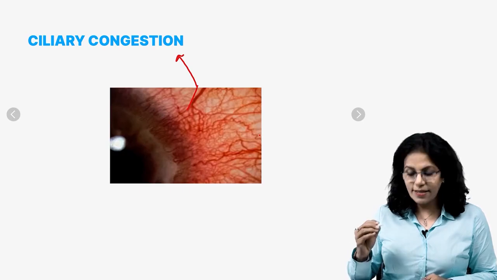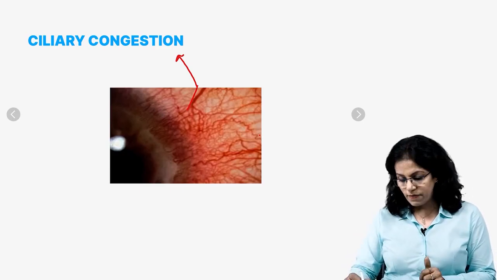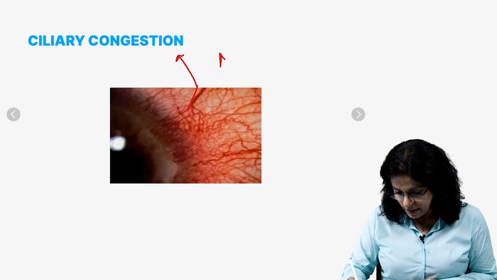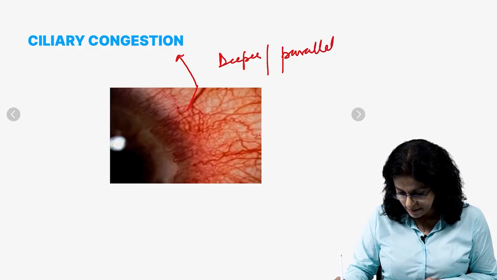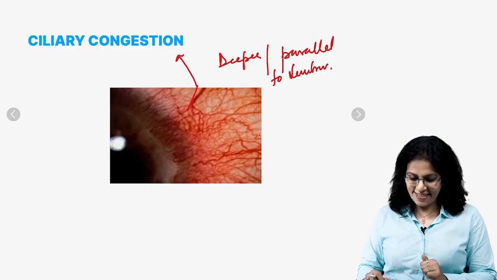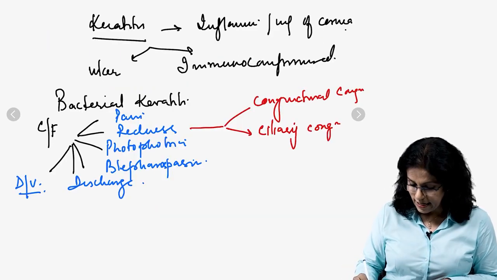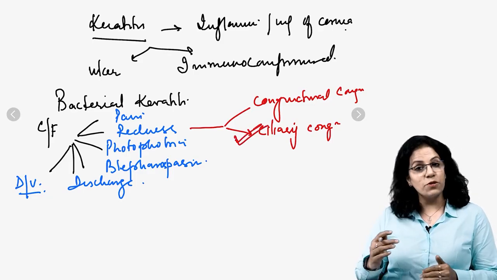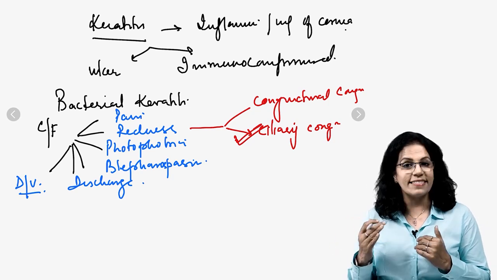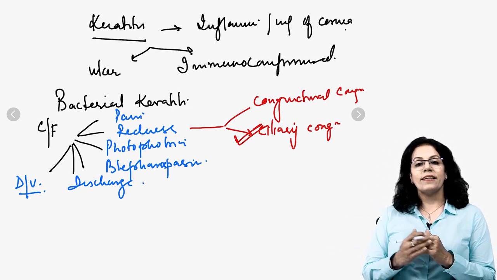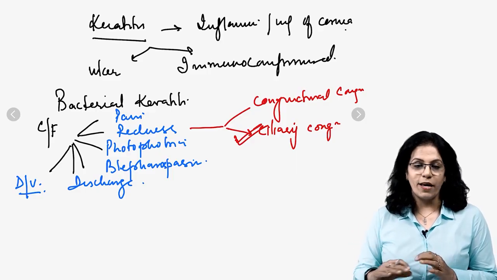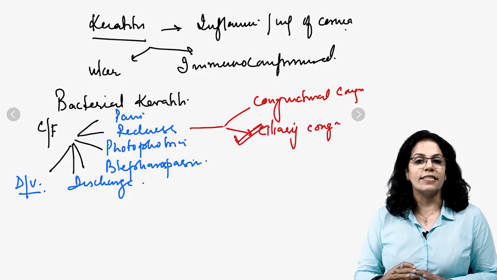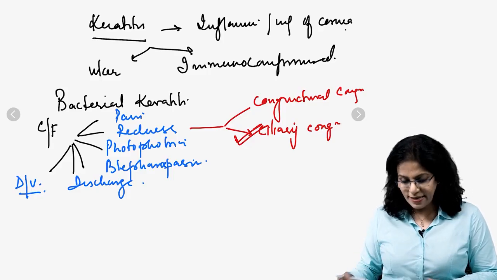Okay. So, ciliary congestion are parallel blood vessels. These are deeper ones, deeper and parallel blood vessels, parallel to the limbus. This is what is ciliary. So, what should I write for the keratitis there? Which type of redness? It is the ciliary congestion. Of course, I can get conjunctival, but primarily it is the ciliary congestion that I am going to get in keratitis. Okay, so once we know this common presentation, we will now talk about bacterial keratitis.